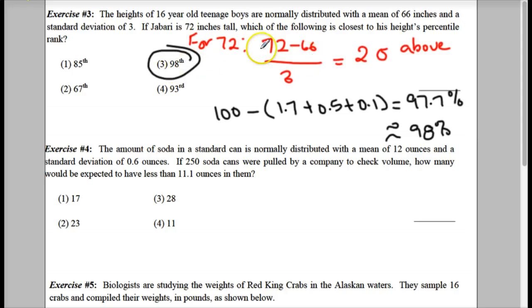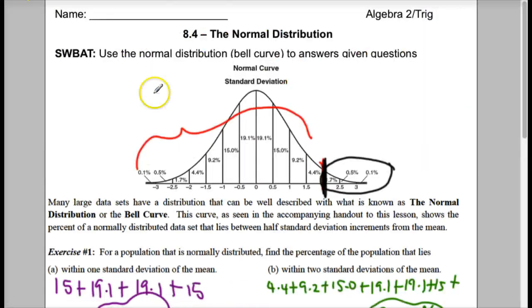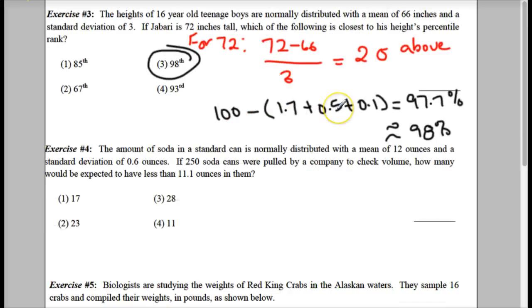So again, this question is saying which of the following is closest to the height of the percentile for Jabari. He, as you can see from our normal distribution, was at a 2. So he only had a few students or a few people that are taller than him. So I could have added all of this: 1.1, 0.5, 1.7, 4.4, 9.2, 15, 19.1, 19.1, 15, 9.2, and 4.4. When I round that, I will still get that answer.